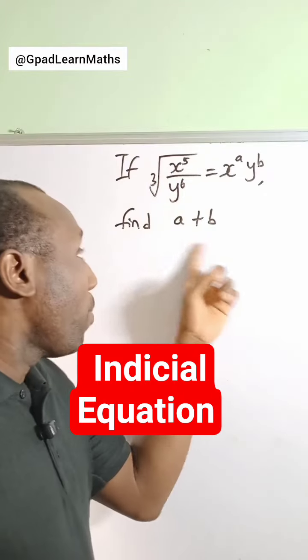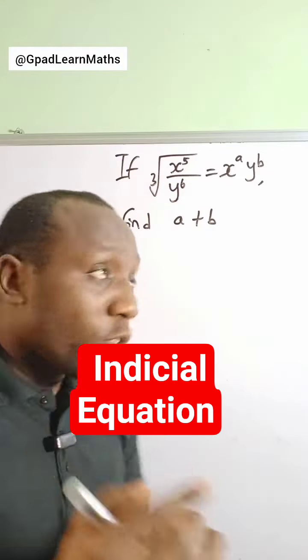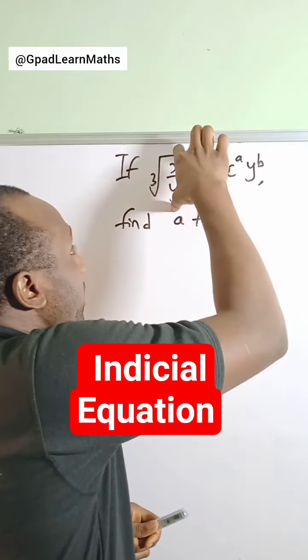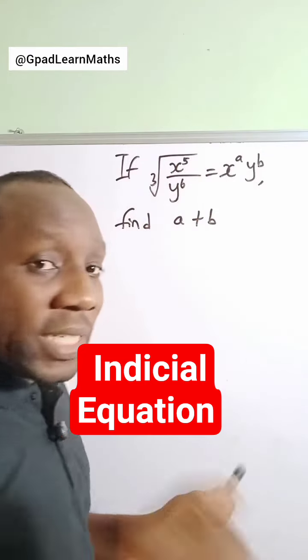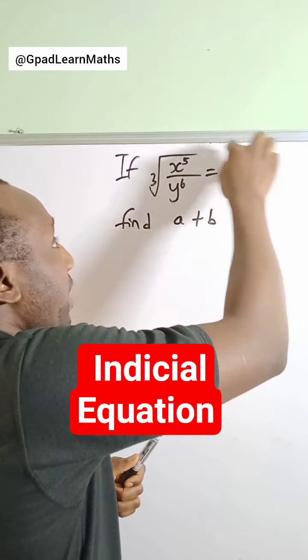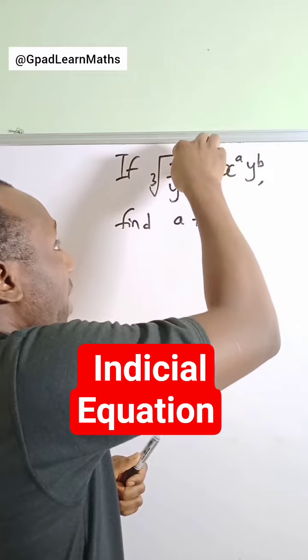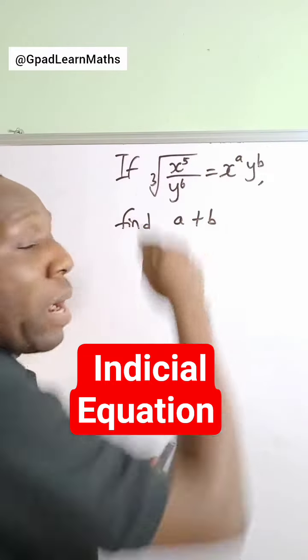Let's find the value of a plus b in this equation. The first thing I'll do is to try to see how I can make this appear as this, so that I'll just equate the exponent a to what the power of x would be here, and b to what the power of y would be here.